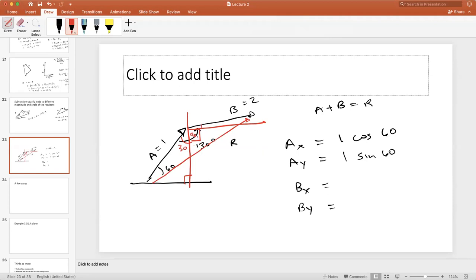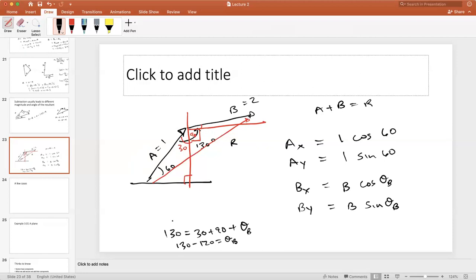So my issue there is I know that 130 is equal to 30 plus 90 plus the angle of B with the x-axis. And that's what this is: B cos angle of B and B sine angle of B, okay? So that means that 130 minus 120 is angle B, or it's 10 degrees. Okay, so this is B cos of 10 and B sine of 10. That will give me my R.